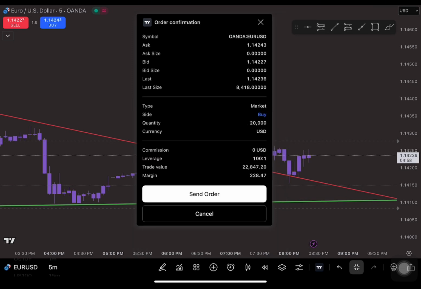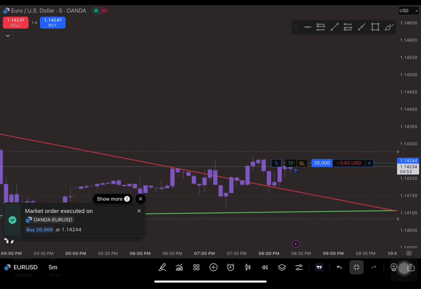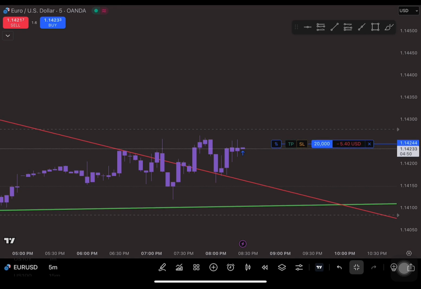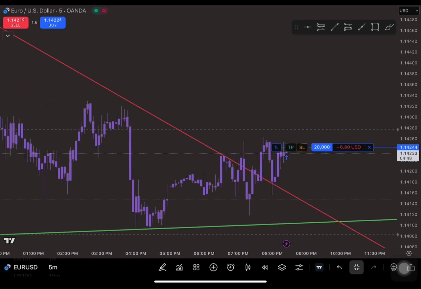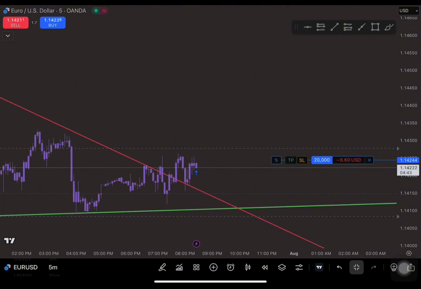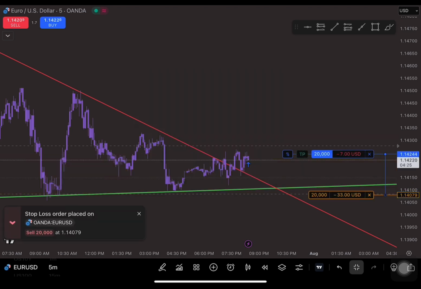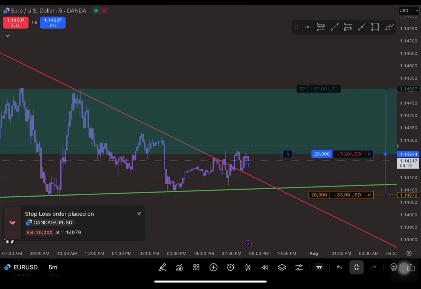Let's just go for it right here. So then after I get in my entry, I'll go ahead and set my stop loss. Let's set the stop loss here. And let's put our take profit. The price might shoot up to about here maybe.